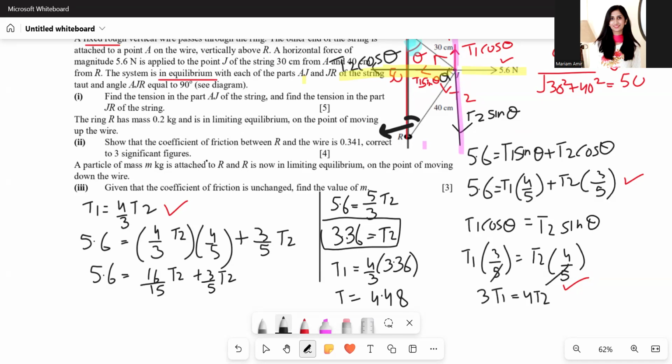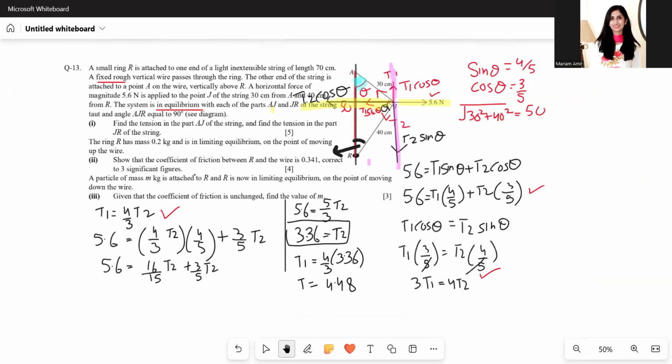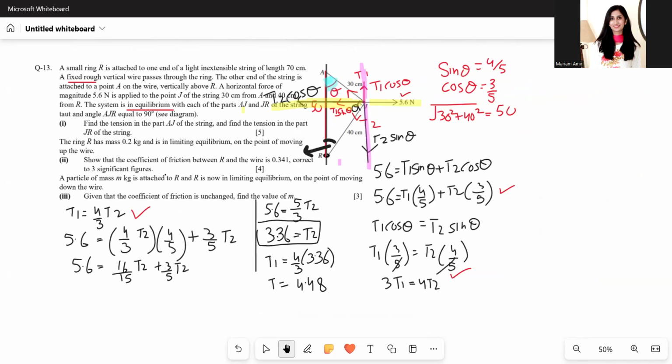Okay, that's done. Now, T1 is found and T2 is found. Part 1 is done. Part 2 says the ring R has a mass of 0.2 kg and is in limiting equilibrium on the point of moving up the wire.